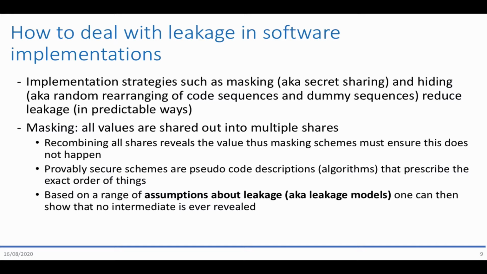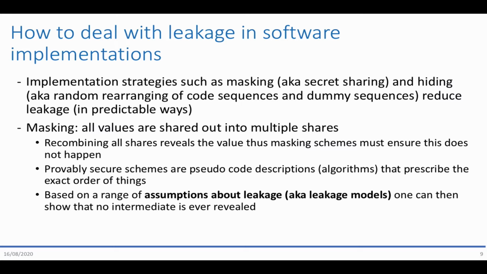In principle, strategies like masking, which is the side channel terminology for secret sharing, and hiding, which largely means random rearranging of code sequences or inserting dummy code sequences, we know how they impact leakage. This is very predictable, and we can describe things in reasonably good ways mathematically. So it's not that we don't understand how these things act, but more that often the world is slightly more complex than we would like it to be when we make these arguments.